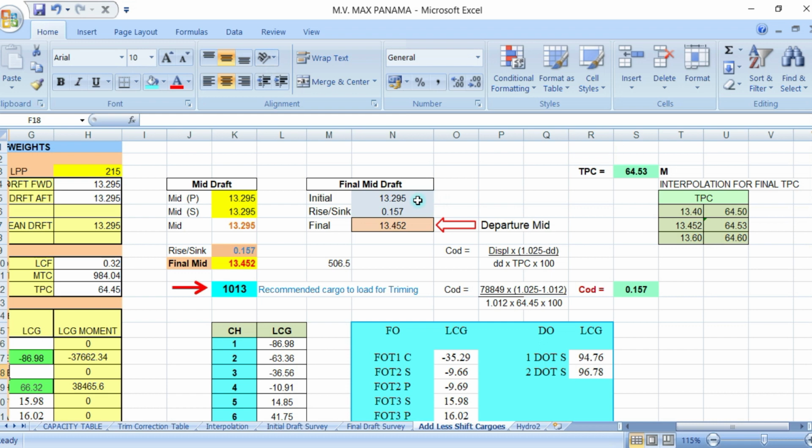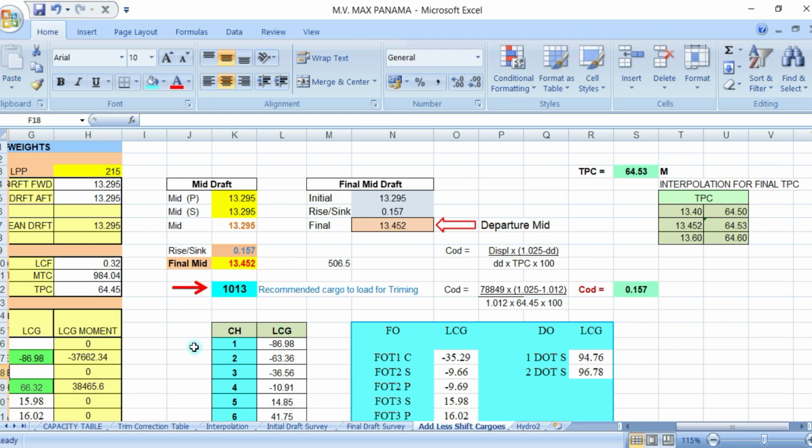Now the problem stops from here. The question is only how much would be your draft if your density is 1.012. So your draft will be 13.452 if you float in a density of 1.012. But this is now another situation.